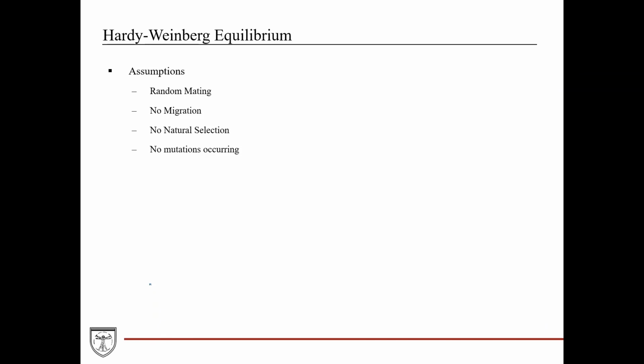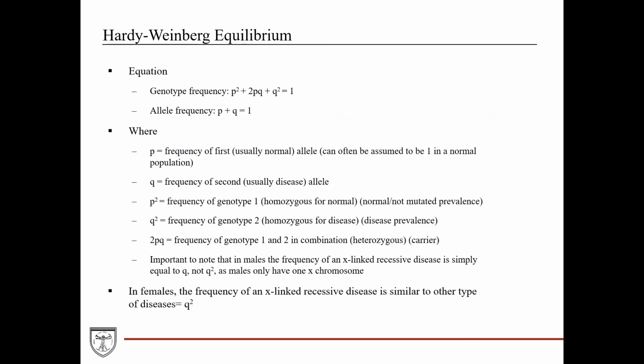All right, and to close out this lecture, we're going to talk about Hardy-Weinberg equilibrium. There are 4 assumptions you have to make for the Hardy-Weinberg equilibrium: random mating is occurring, there's no migration, no natural selection, and no mutations occurring. And these are the 2 equations that you're going to use. The first one is for genotype frequency, p squared plus 2pq plus q squared equals 1, and then allele frequency, p plus q equals 1.